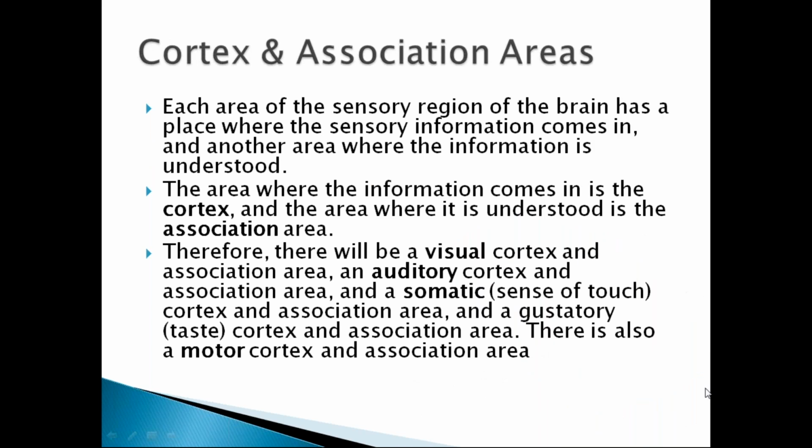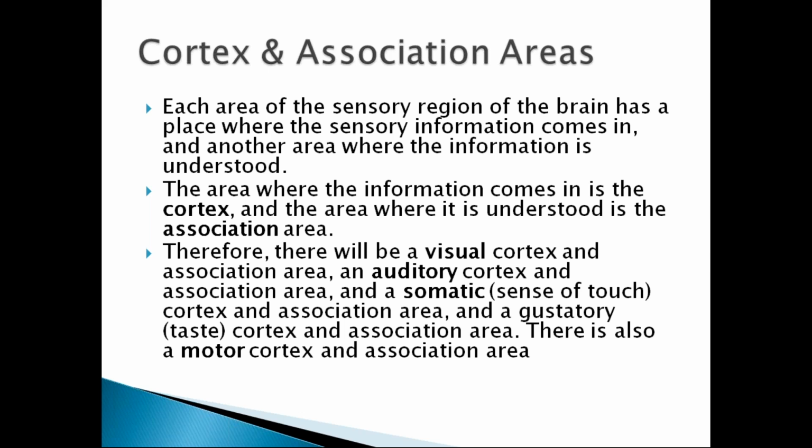Cortex and associated areas. Each area of the sensory region of the brain has a place where the sensory information comes in and another area where the information is understood. So we're getting information in and then we process it. The area where the information comes in is the cortex. An area where it is understood is the association area.